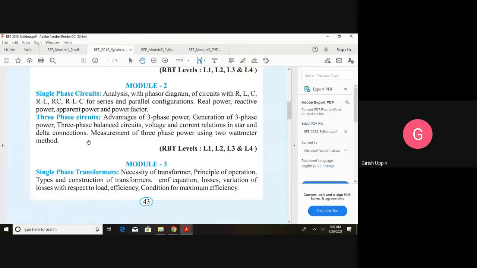Very important question from the exam perspective. You have to find the relation between the line parameters and the phase parameters in star connection and in delta connection. And this is one more very important question: measurement of three-phase power using the two wattmeter method. Very important. And also there are problems based on this, very simple problems. If you remember three formulas, you can solve any kind of problem.